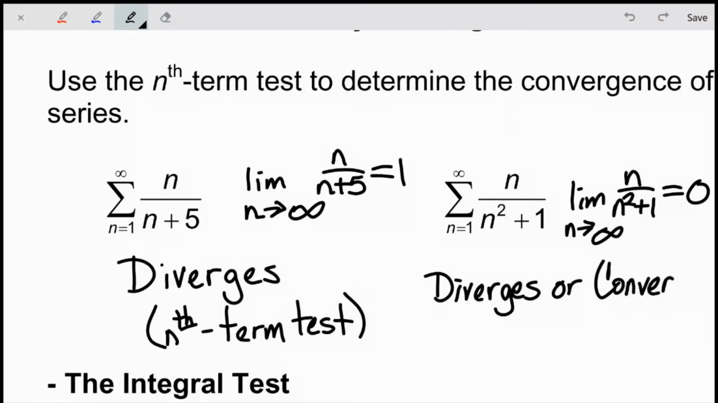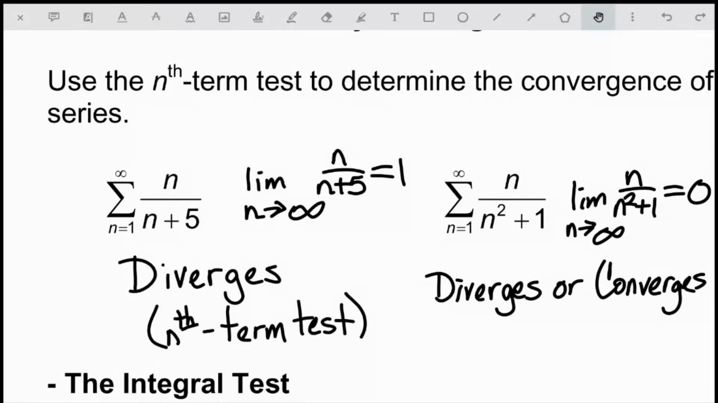So we would have to use another test to determine whether or not this is going to diverge or converge. Like I said, in this case, I would probably use a limit comparison, and we'll talk about that in another couple of classes. Okay, so that's really the main idea.